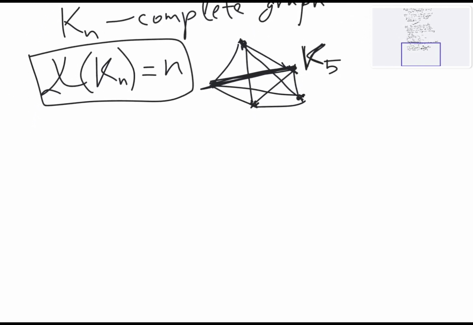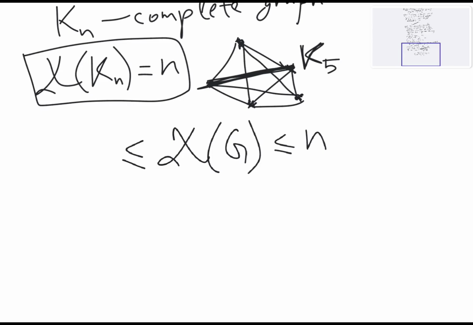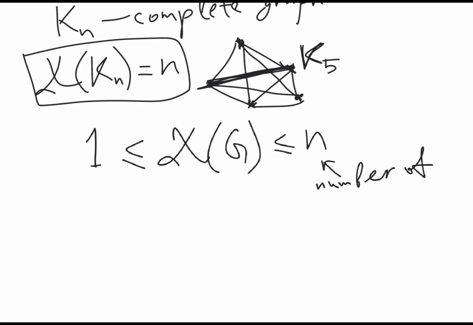This is a lower and upper bound. The chromatic number is always less or equal to n and greater or equal to 1, where n is the number of vertices of G.